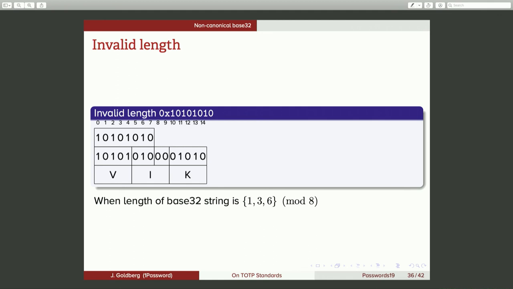Another way of getting, in this case, totally invalid Base32 is if you have an entirely superfluous Base32 character. So here we've got 3 characters. That's going to correspond to 15 bits. So it's still 1 byte and some extra bits. So that K is entirely superfluous. This is a length violation. And you get this with Base32 strings that are of length 1, 3, or 6 mod 8.